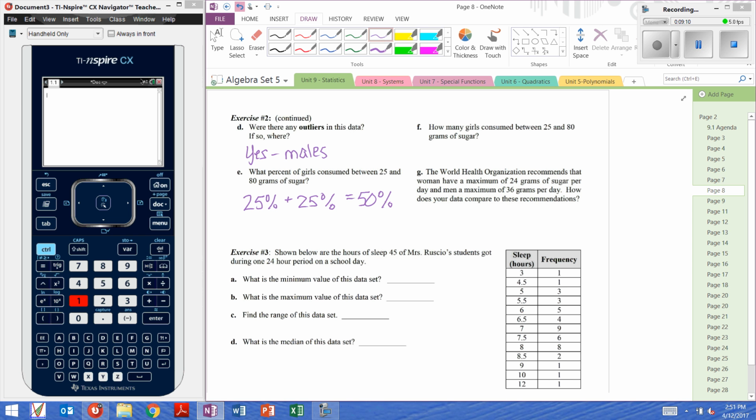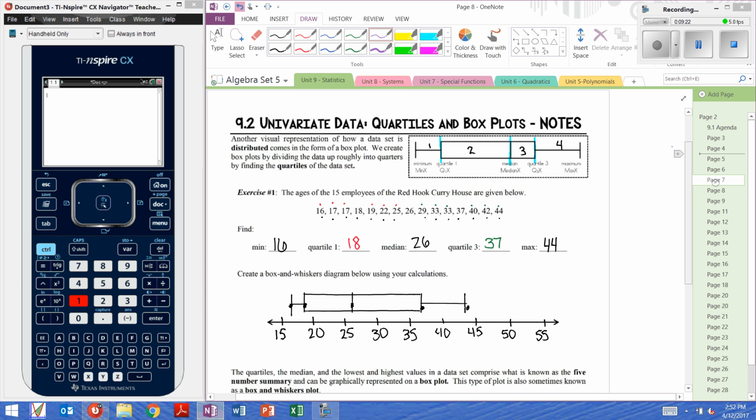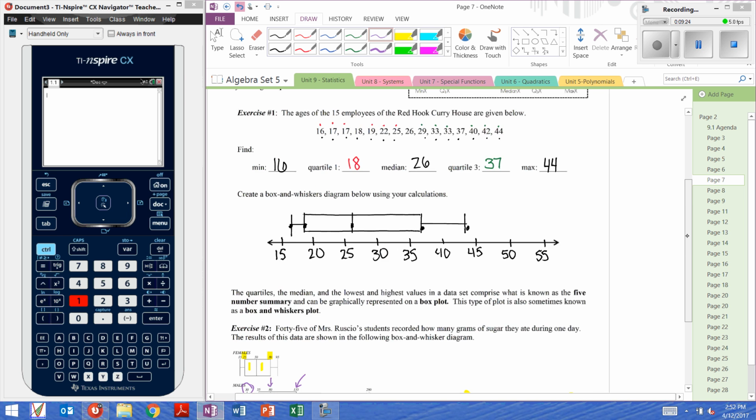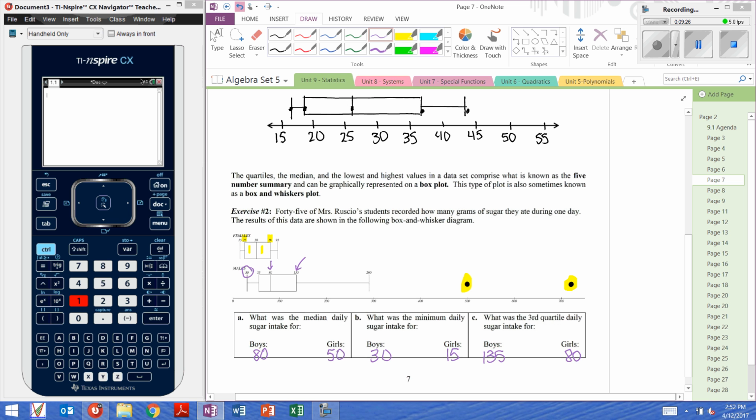F asks how many girls consumed between 25 and 80 grams of sugar. Okay, well, wait a minute. We know that 50% of the girls had this, but how many girls were interviewed? Does it even tell us? And now I'm reading the question, and they did not give us this information. So you know what? We'll modify this question for us.